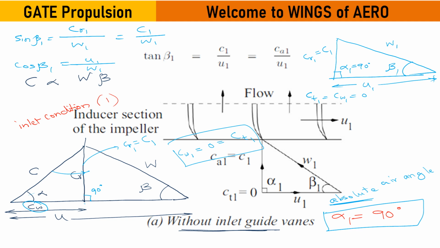Second, they will precisely mention some kind of short question, like "without inlet guide vane," or instead of writing it out, they can also write "without IGV" in short. So in that IGV, what will be the alpha value? They can ask whether it will be 30 degree, 40 degree, or 90 degree. What should be the alpha value?